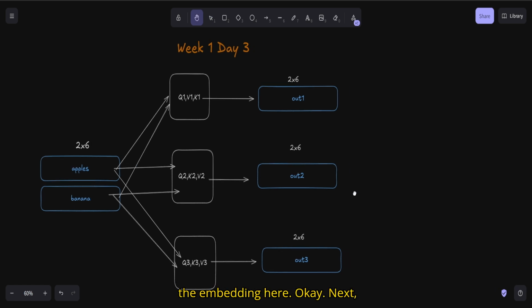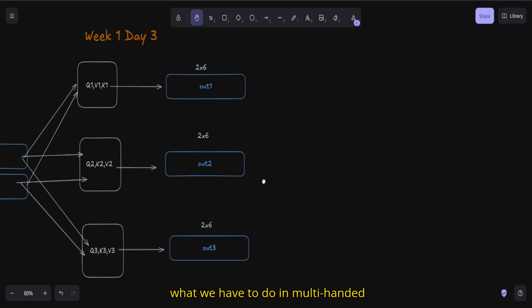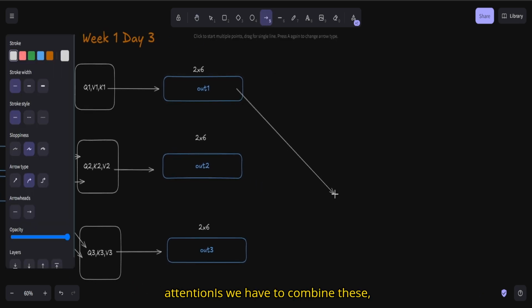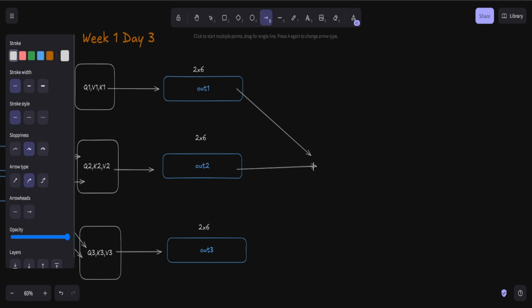Next, what we have to do in multi-head attention is combine these.